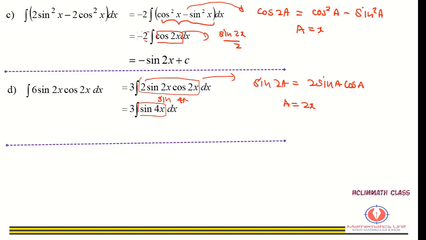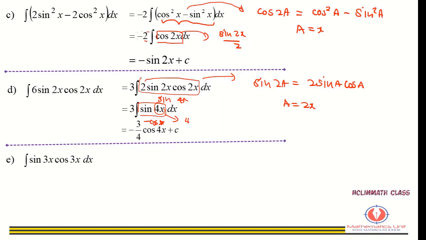I will get the minus cos, and the differential of the 4x, here I will get the 4. Therefore I have the minus 3 over 4 cos 4x plus C. And finally, here is example E.